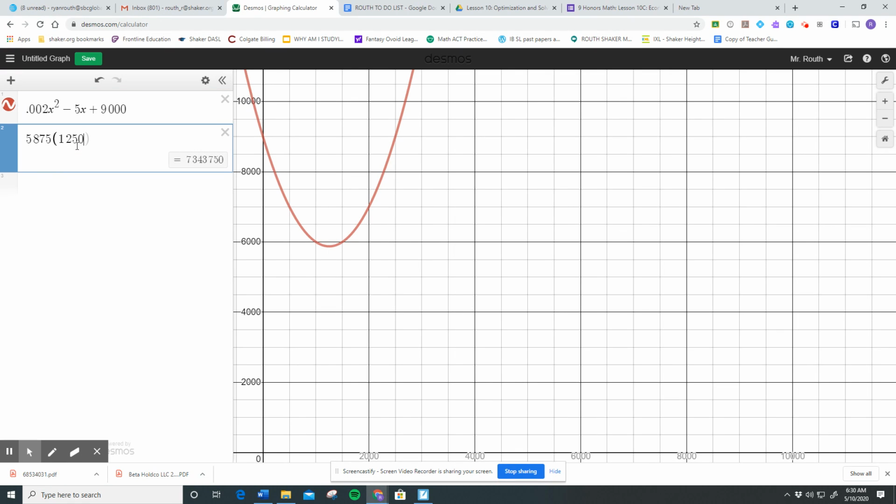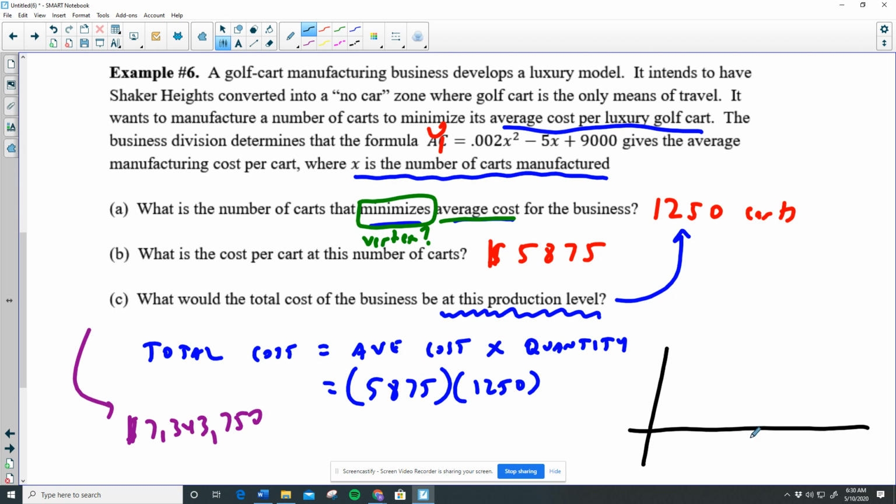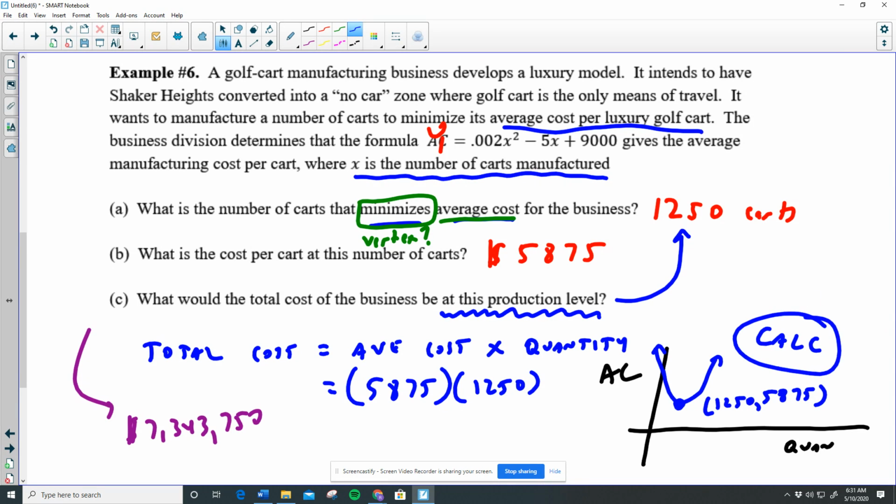And I get 7,343,750. So that's the answer to this question. 7,343,750. Now what's left here? Well, of course what's left is to give myself a quick little sketch here. Here's the sketch, here's average cost, here's quantity. It's a parabola that looks like this. Doesn't get to the x-axis. Where's my vertex? Well, that's the 1,250, 5875, and I'm going to write calculator. All right.